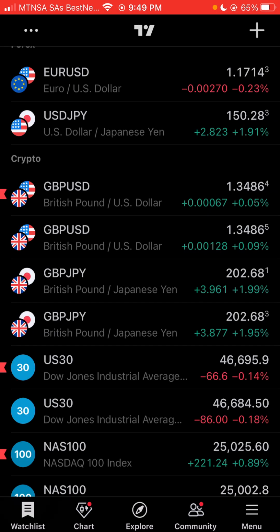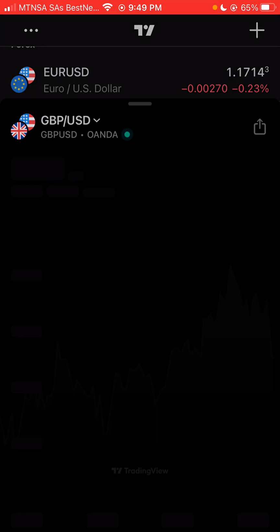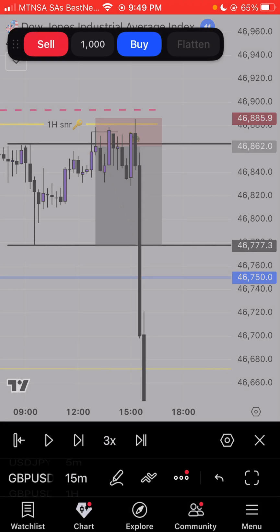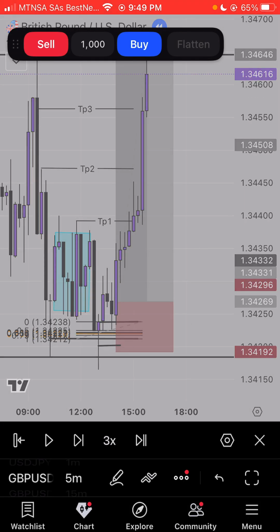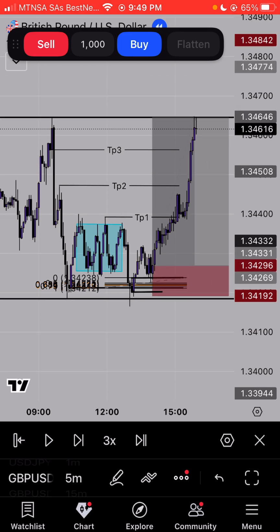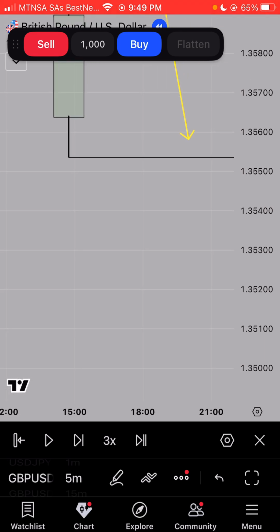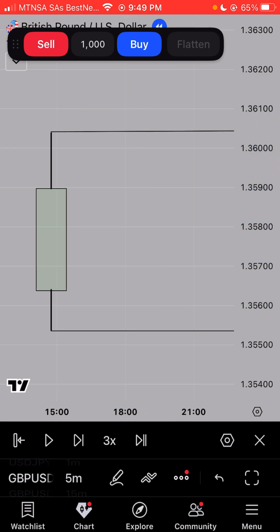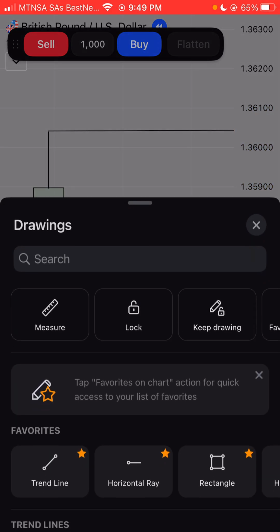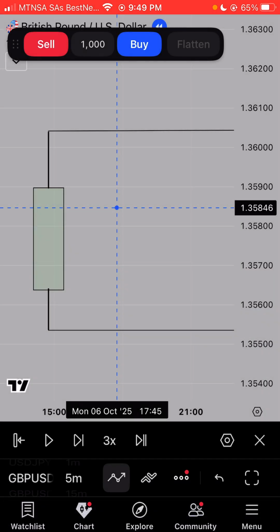So going on to GBP USD, I'm going to explain to you model 1.1, right? Model 1.1 is this. Like I said, it's a bit more advanced, but you will get it.